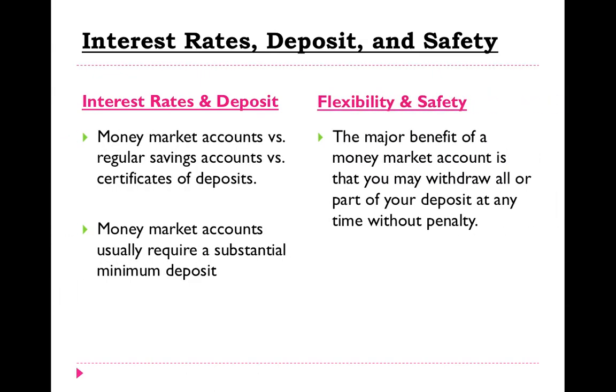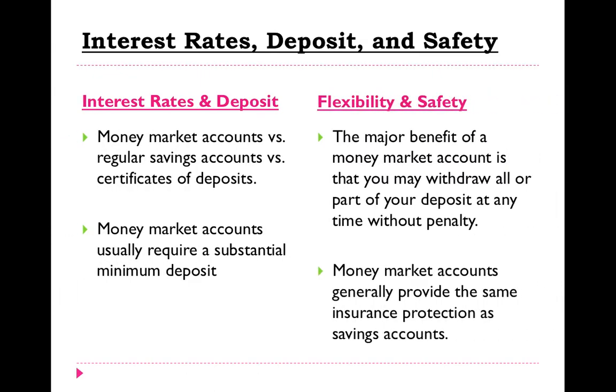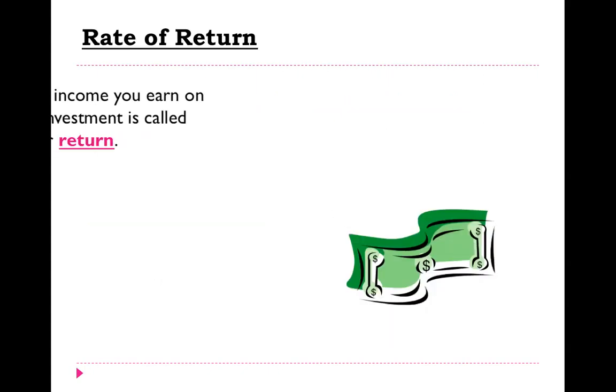Money market accounts pay higher interest rates than regular savings accounts, but they pay lower rates than certificates of deposit. Money market accounts usually require a substantial minimum deposit, often anywhere from $1,000 to $5,000. The major benefit of a money market account is that you may withdraw all or part of your deposit at any time without penalty. Money market accounts, like CDs, generally provide the same insurance protection as savings accounts.